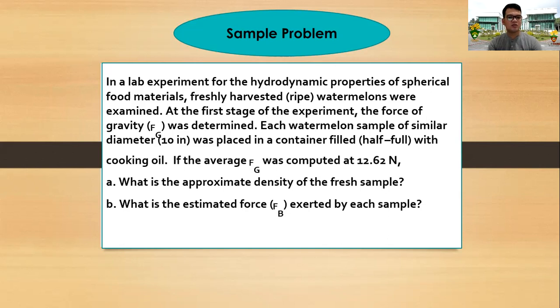For example, the watermelons are placed in one by one. The first watermelon is placed in the container filled half full with oil. Assuming the value of Fg is 12.62 newtons, and the diameter of each watermelon is equal to 10 inches. The question is, what is the approximate density of the fresh sample?